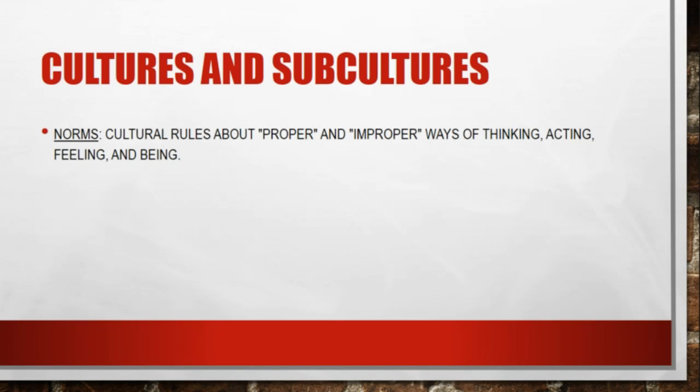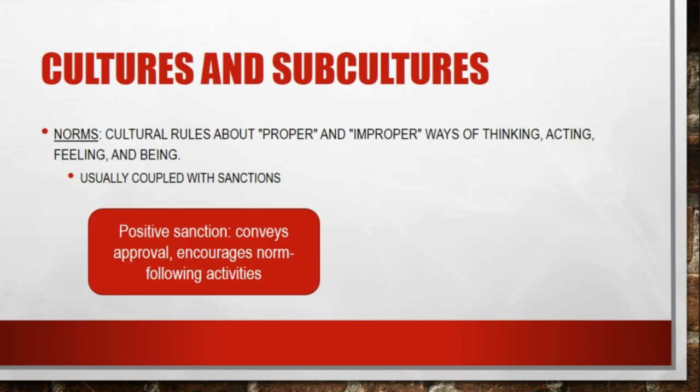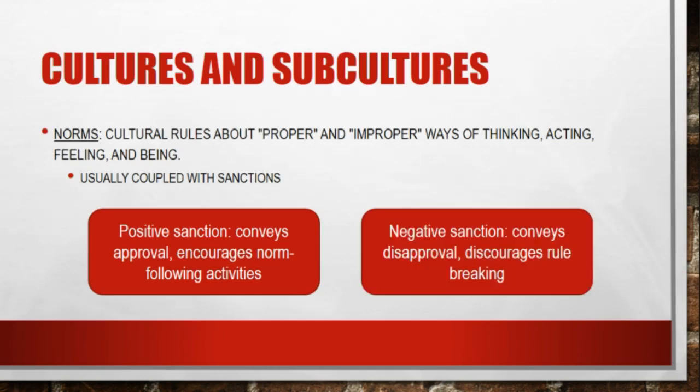But these norms are often coupled with sanctions. And sanctions come in two types. We have positive sanctions, which convey approval and encourage norm-following activities. That can be something as simple as a kid who does not make a mess in their room and makes their bed, so mom takes them out for ice cream. That could be a positive sanction. Or you complete all your chores for the week and you get an allowance. Again, a positive sanction.